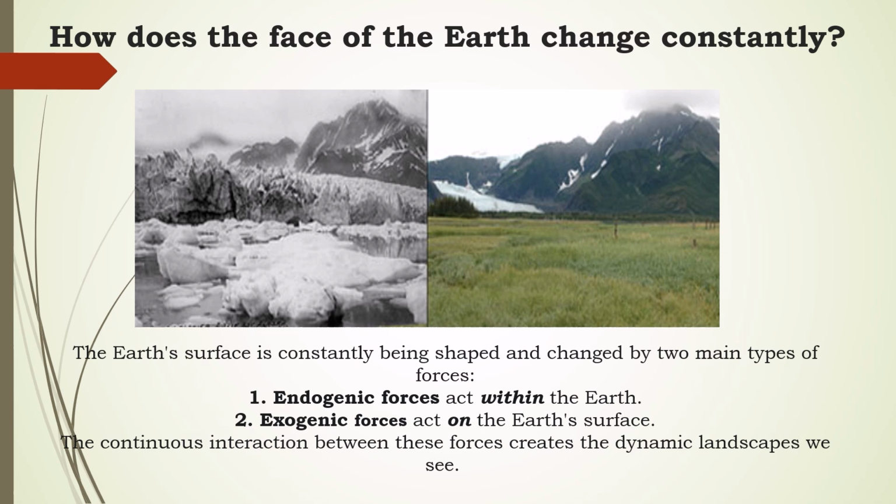How does the face of the earth change constantly? The Earth's surface is constantly being shaped and changed by two main types of forces. The first is endogenic, that acts within the Earth. Second is the exogenic force that acts on the Earth's surface. The continuous interaction between these two forces creates the dynamic landscape we see.